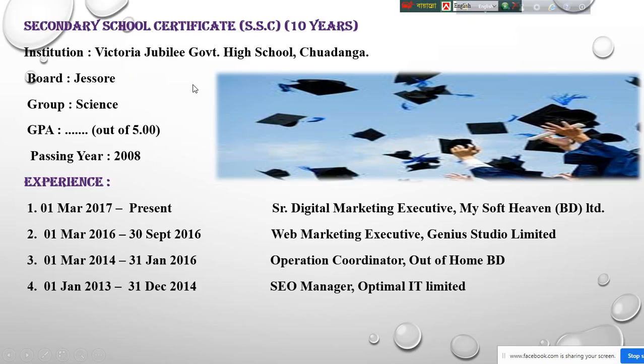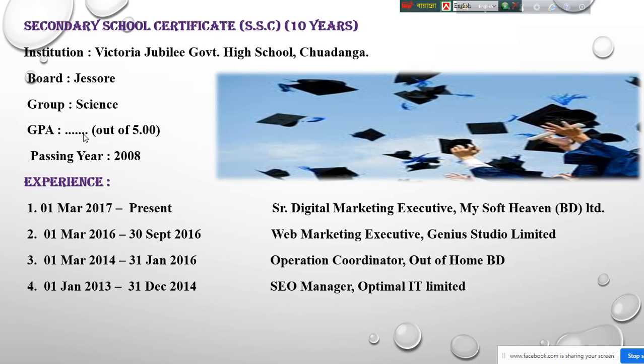That is Victoria Jubilee Govt High School, Chuadanga, right? Under the board, that is Jessore, and group Science, GPA out of 5. Of course, you have to write your GPA. Say, just for an example, you have achieved 5.